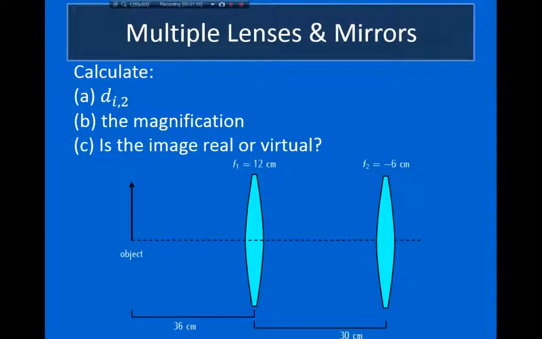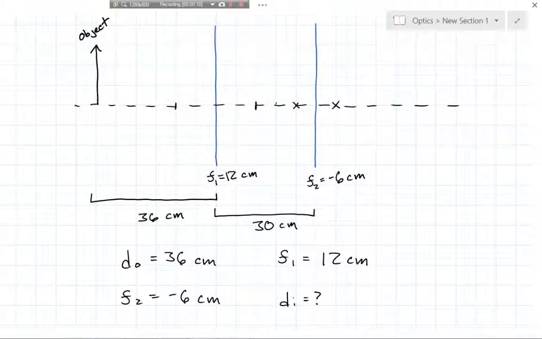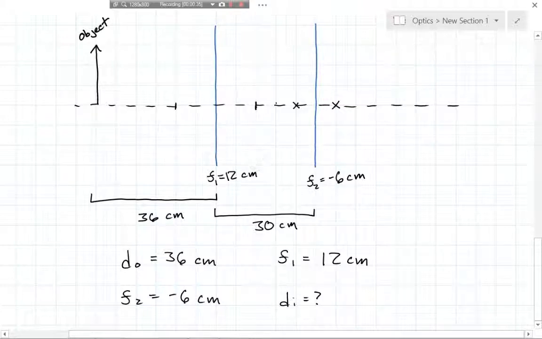These problems typically take a bit of space to work through, so I'm going to need to open up a blank screen. Now, as usual, I've drawn a picture of our problem here at the top of the screen, and I really recommend that whenever you're working through problems that involve more than one lens, that you actually draw a picture like this, because this is very useful for picturing where the image formed by the first lens is with respect to the second lens. So here we have this object, placed 36 centimeters in front of our first lens, and our first lens has a focal length of 12 centimeters.